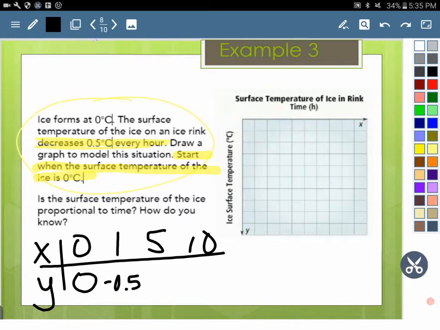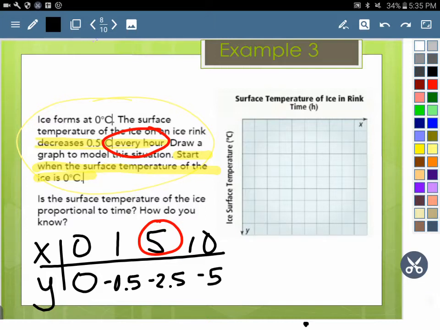Well, I don't want to have to keep just subtracting 0.5. So we can do the same thing that we did in the other examples because it says for every hour. For every, per, that means multiply. So we want to multiply the 5 by negative 0.5. I'm going to grab my calculator and type in 5 times negative 0.5, and that gives me negative 2.5. I'm going to do the same thing for 10. 10 times negative 0.5 gets me negative 5.